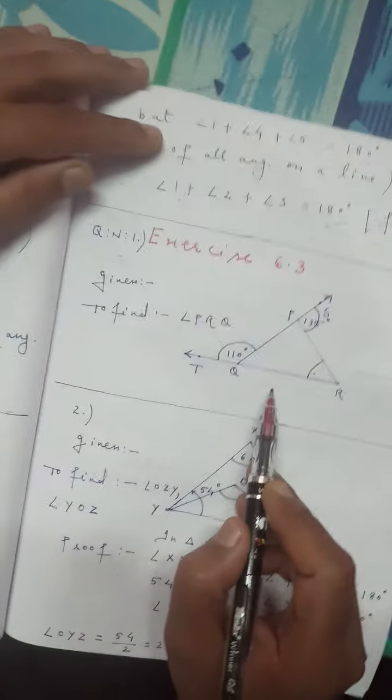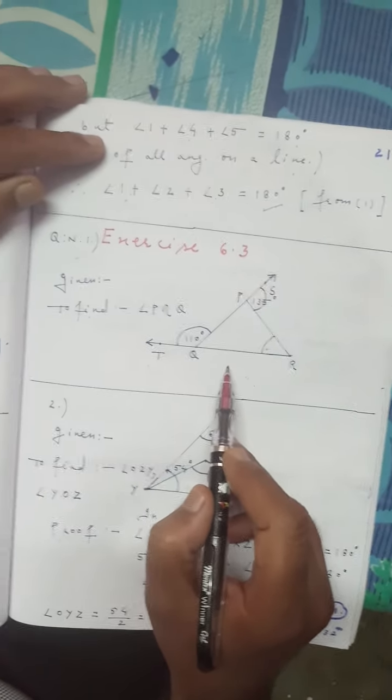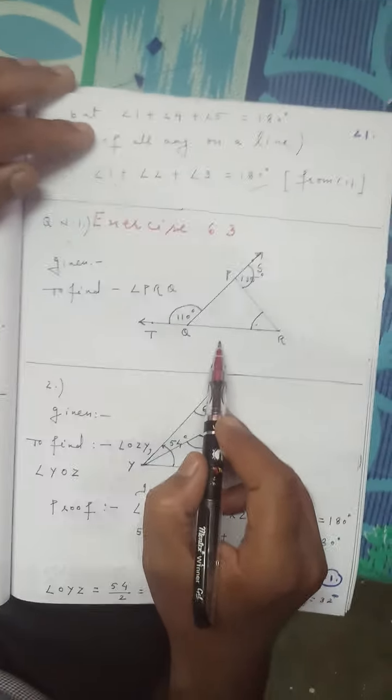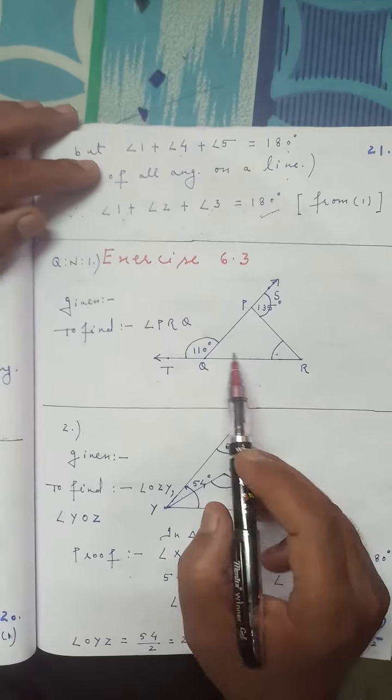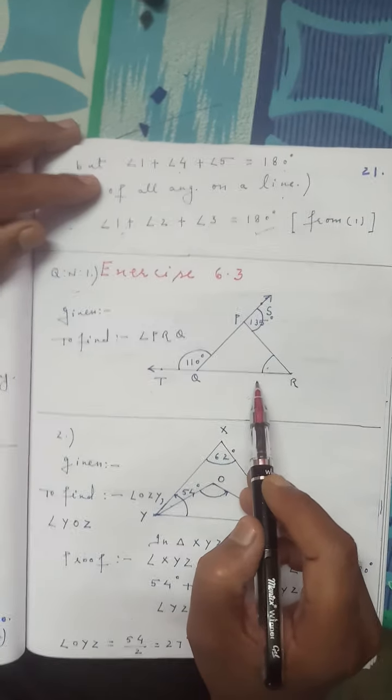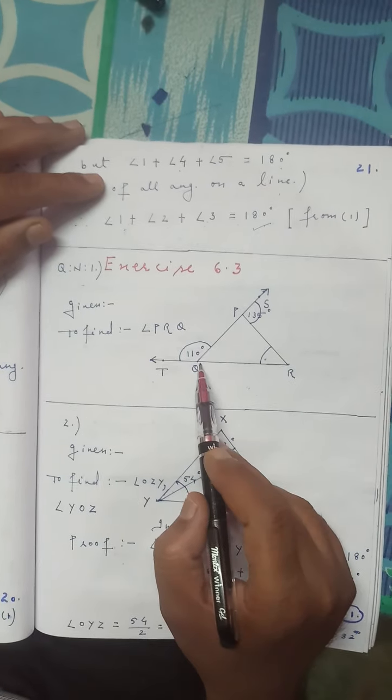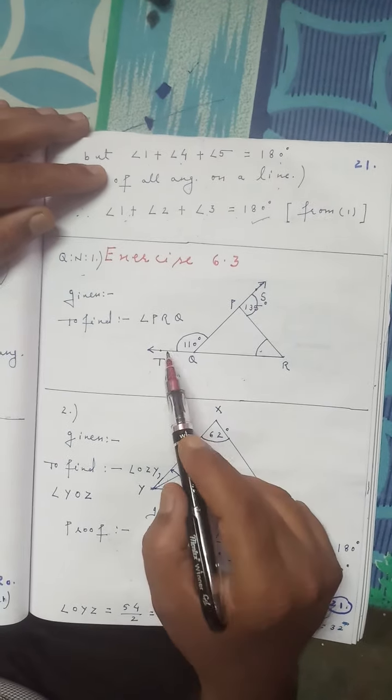Students, today we are going to start exercise 6.3. So let us come and see here. Students, it is question number 1 of exercise 6.3. In this question, sides QP and RQ are produced to the points S and T.